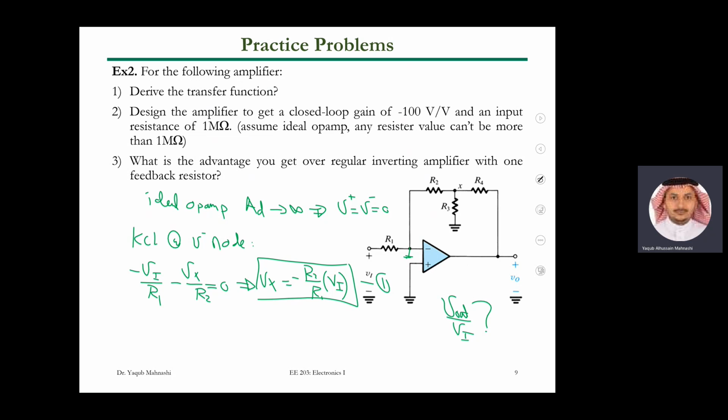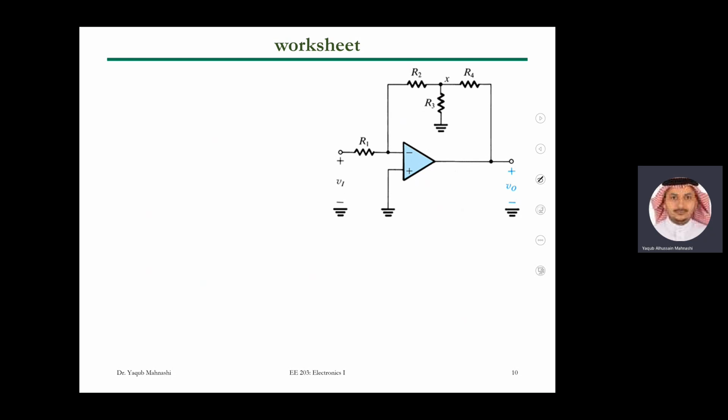Can I apply KCL here? The output. We can, but we don't want to do that. We usually avoid doing that because we don't know the current coming in or out of the op-amp. Okay, keep that in mind. So then we have another node, which is X. Can I apply KCL there? Yes. So then we apply KCL. Let me do it on the other slide. So KCL at the X node, and how much is that?